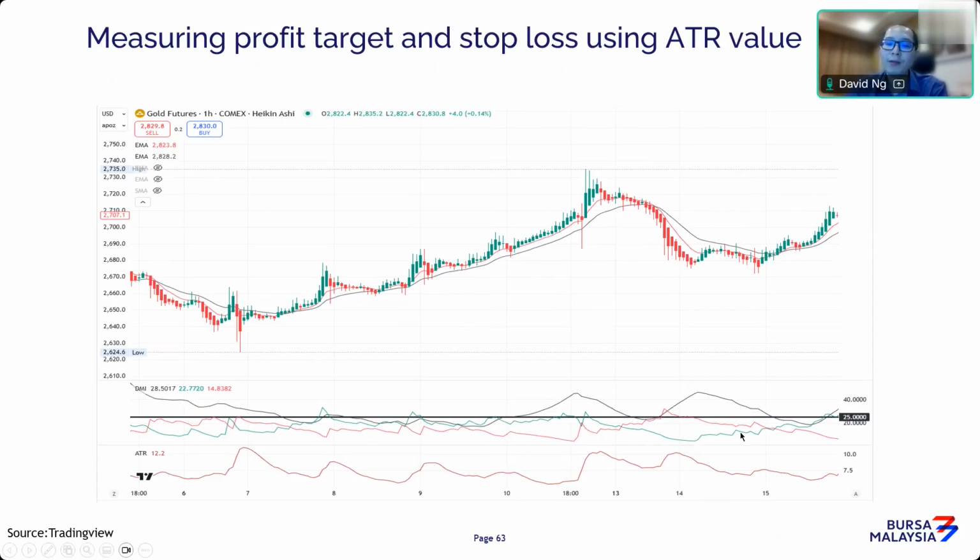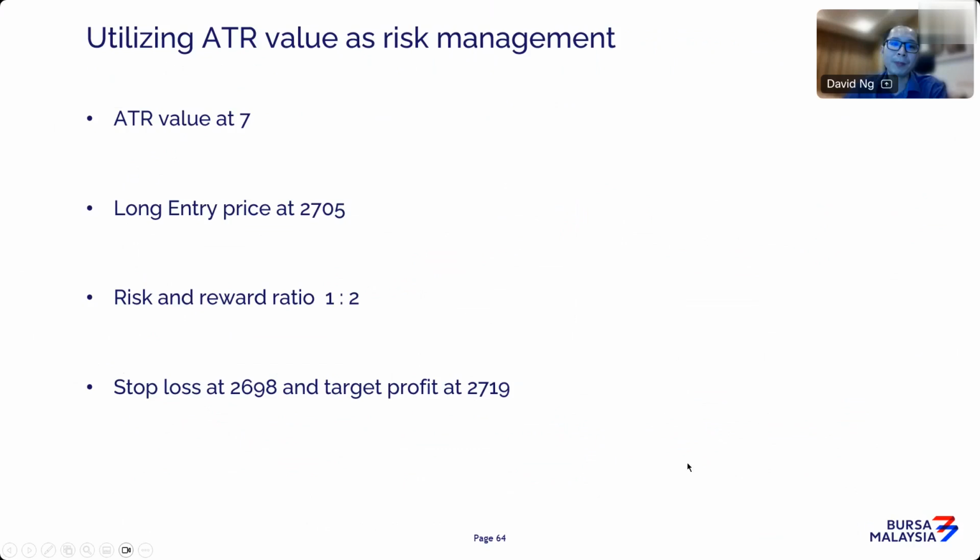One of the ways to do that is to look at the ATR value. ATR stands for average true range. We measure the range of the day. So in this example, you just look at an ATR value of 7. It's the gold market, a long entry is indicated, and you go long at 27.05. If you work on a risk to reward ratio of 1 to 2, that means you're looking at a risk of 7 points and a reward of 14 points.